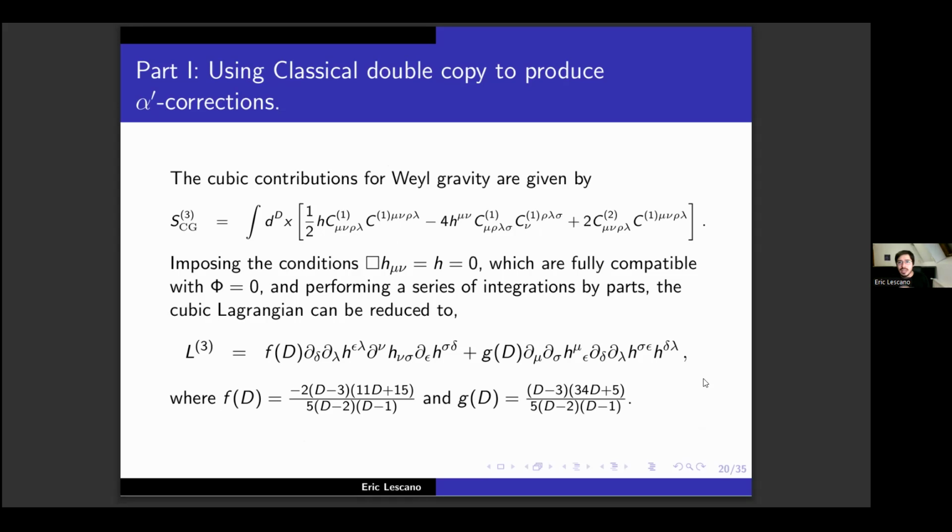For the Weyl-gravity Lagrangian, we are imposing some covariant constraints: box H equal to zero, the determinant of H equal to zero, and the trace of H equal to zero. This is completely consistent with, for example, the Siegel gauge, and it also simplifies the form of the Lagrangian a lot. You have to use several partial integrations, but at the end you can write these two coefficients, Fd and Gd. Again, you have this root at D equal 3, which is very important to keep in mind, because at the end of the day we are reproducing Weyl-gravity, so we need to ensure that when D equals 3, everything cancels.